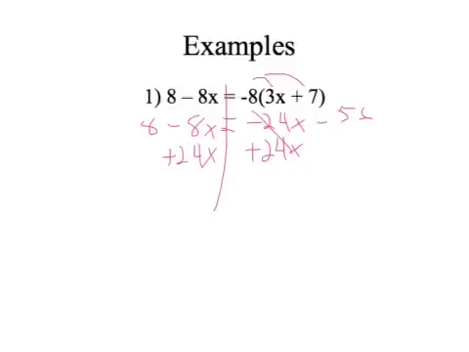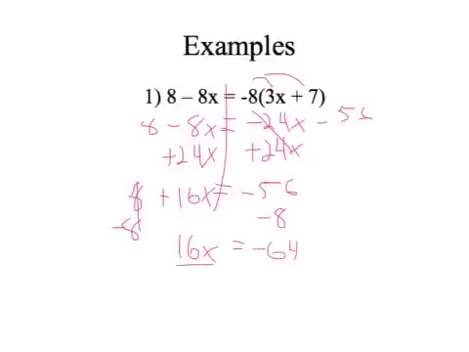The 24's cancel out, and we have an 8. Negative 8 plus 24 is positive 16x, and then bring down the negative 56. Right, 8's on the same side as x, so you subtract 8 from both sides. And that 16x is equal to negative 64. Divide both sides by 16, and negative 64 divided by 16 is negative 4.